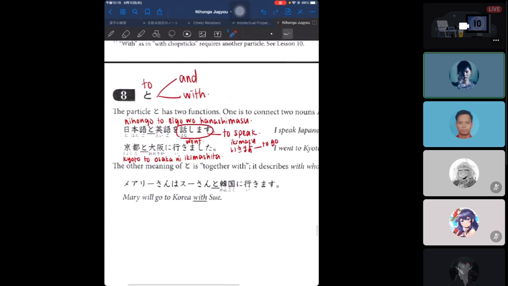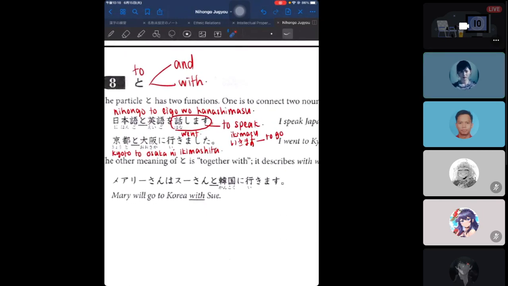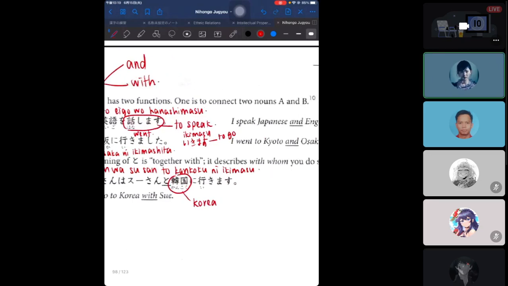Then the last one: ミヤリさんはスーさんと韓国に行きます。 Miyari-san wa Sue-san to. 韓国 is Korea. And ikimasu, of course, means to go.